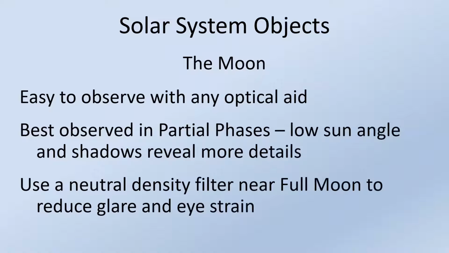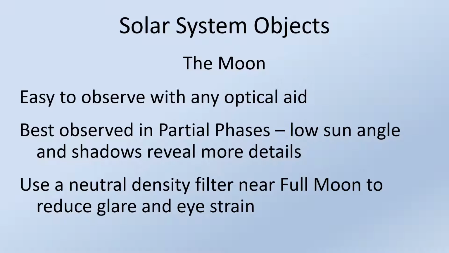Solar system objects. The first thing we're going to see is the moon, because as you move out from the Earth, that's the first one you're going to run into. It's so easy to see. Any optical aid will do. Even, like I say, even with binoculars, you'll see a lot more detail than you can with the naked eye. So they're best observed in the partial phases.